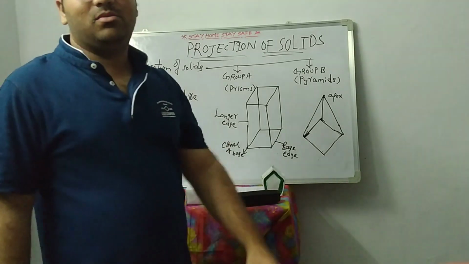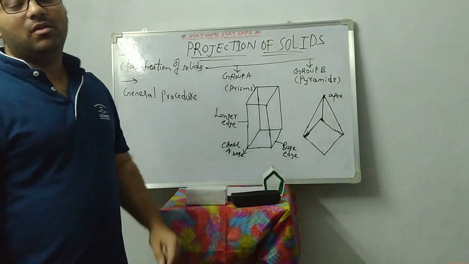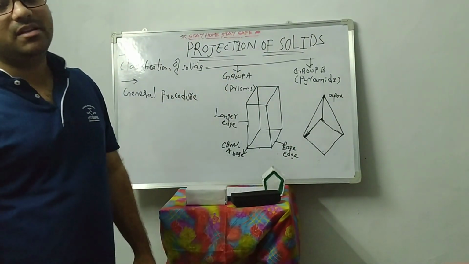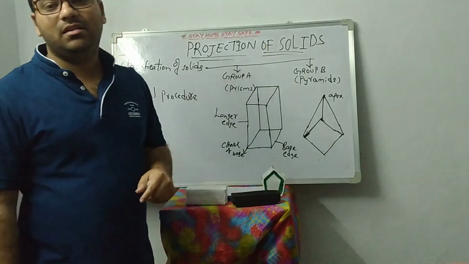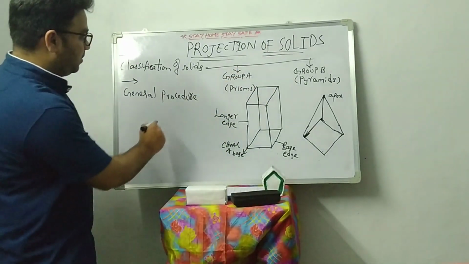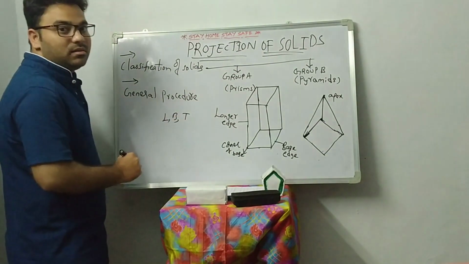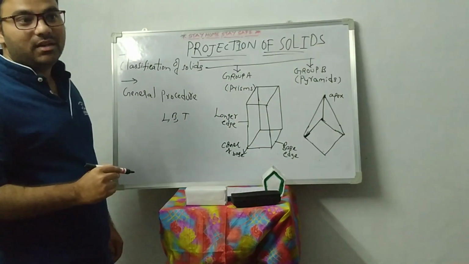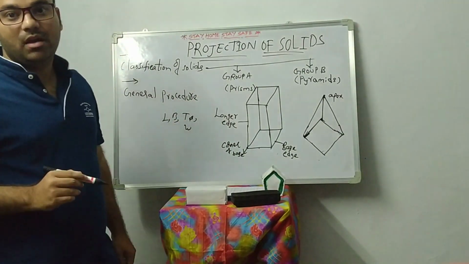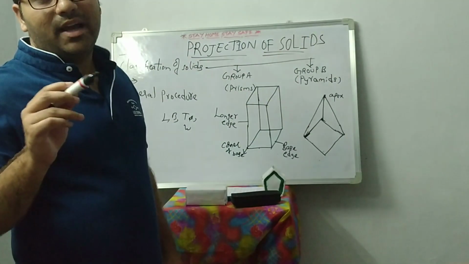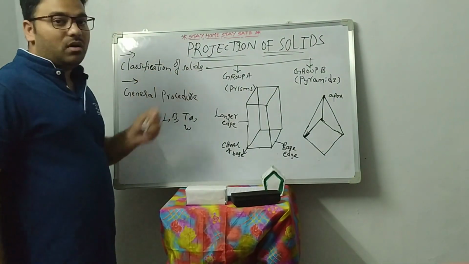Good evening guys. Today I would like to explain the topic of projection of solids. First of all, a basic question: what is meant by a solid? A solid is a three-dimensional object which has length, breadth and thickness. Sometimes instead of thickness we will take width also, whatever it may be, that can be referred to as a solid. Now we will see the classification of solids.